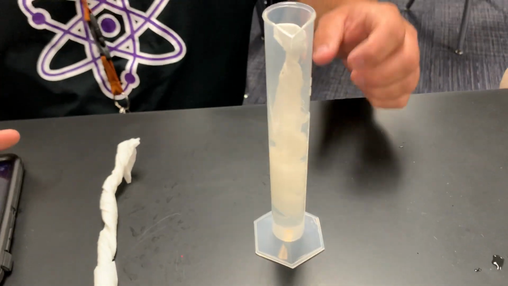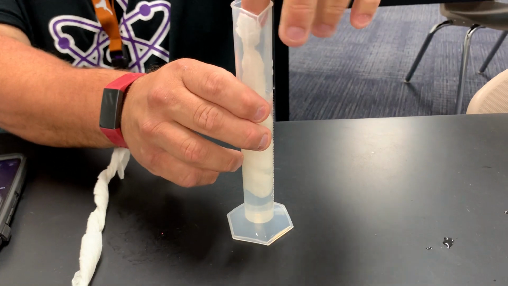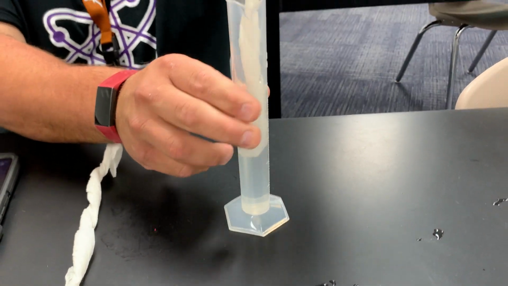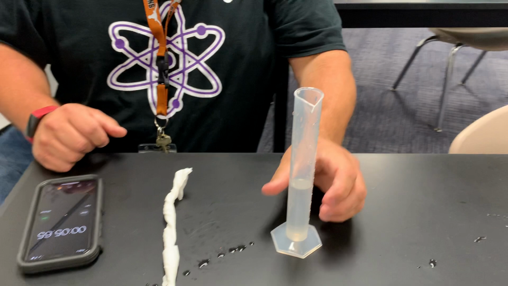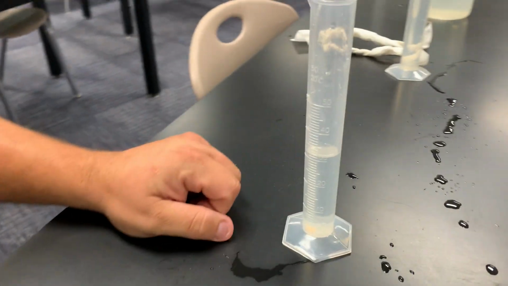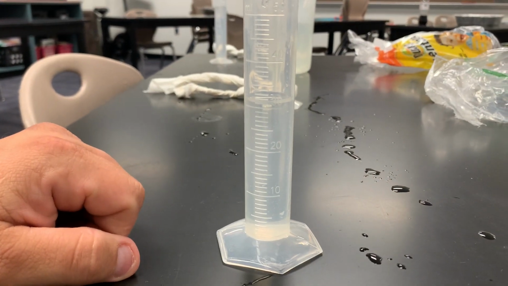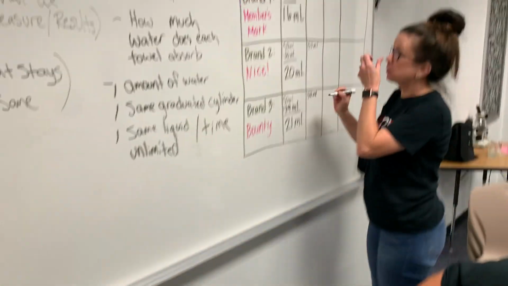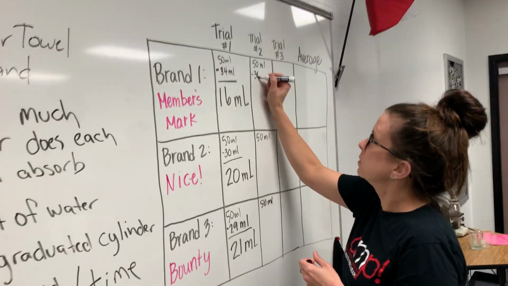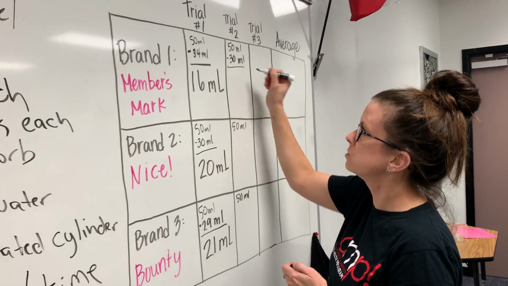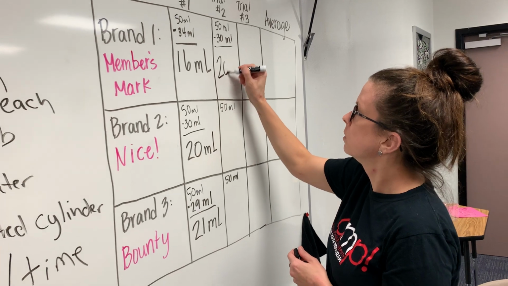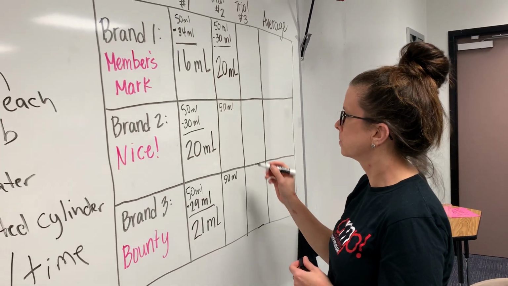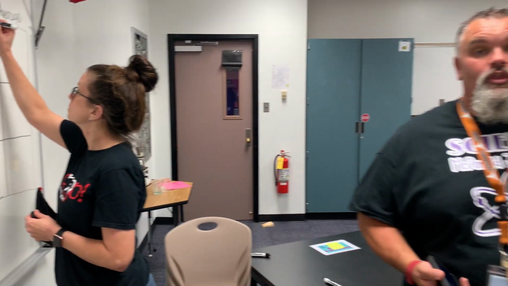4, 5. Stop. Remove. And let's look. So now this one is at 30 milliliters. So when we come over here, there's 30 milliliters left. That means trial 2 for Member's Mark absorbed 20 milliliters. So you can see there is a difference. And that's why it's important to run multiple trials.